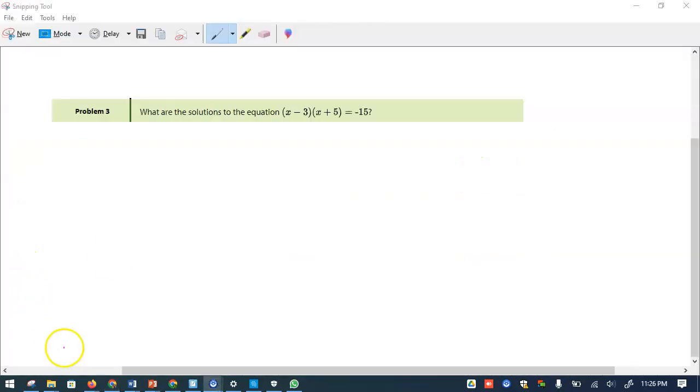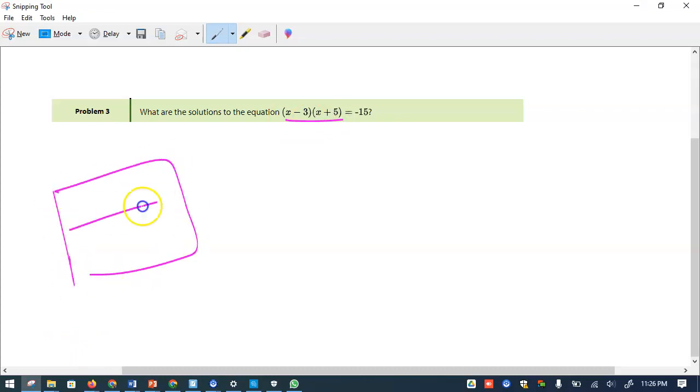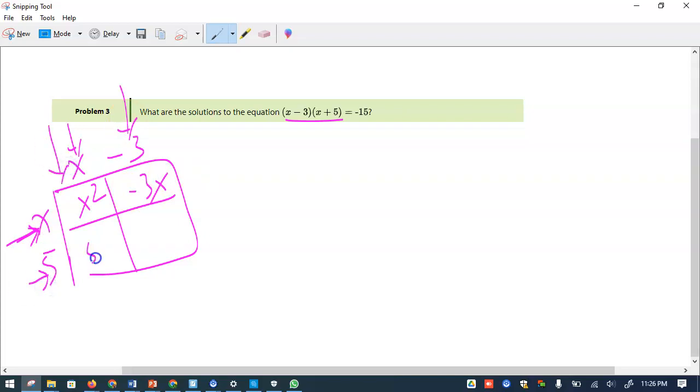I hope that helps. Question 3: you use the box method. So what is (x - 3)(x + 5)? Either you can do it this way: x and minus 3, and the other one is x and 5. So this x and this x is x squared. The same, this x and this minus 3 become minus 3x. Then this 5 and this x become 5x. And this 5 and this minus 3 become minus 15. And you get the answer.